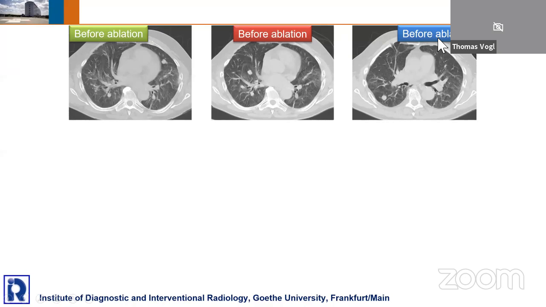We performed chemoembolization to downsize. What do you think is the most difficult one? The left one, the middle, or the right one?